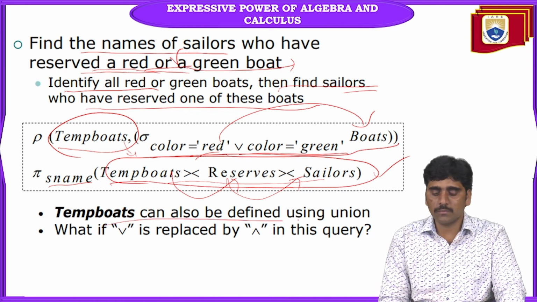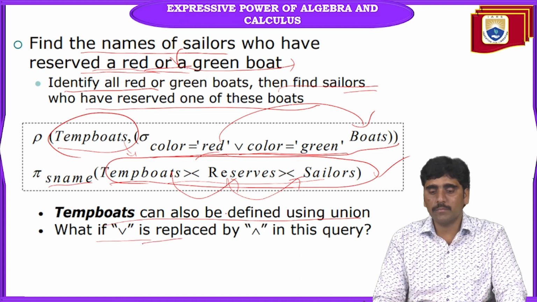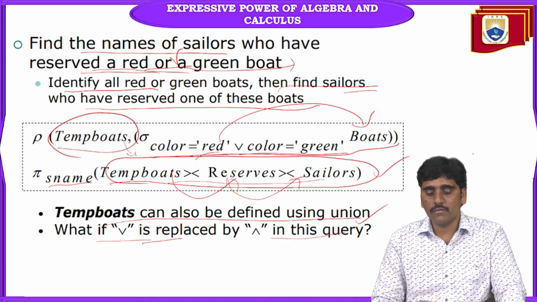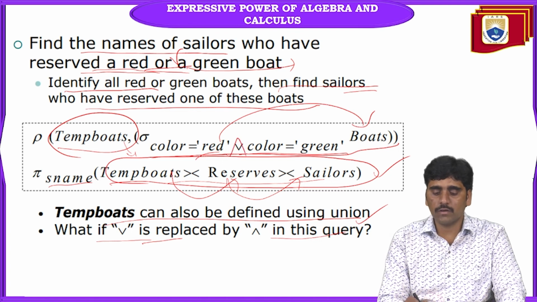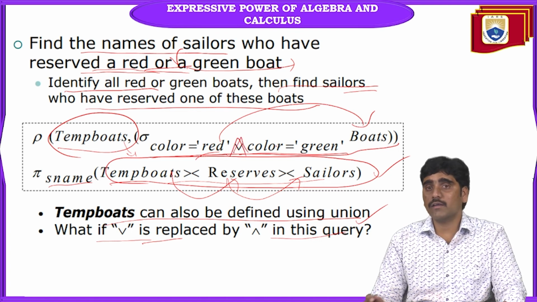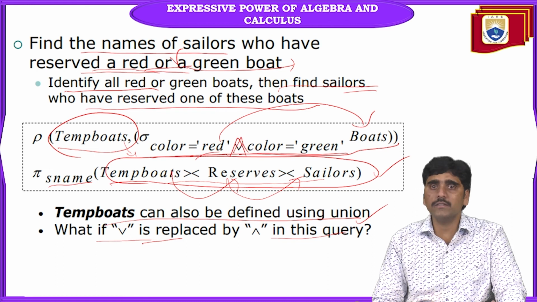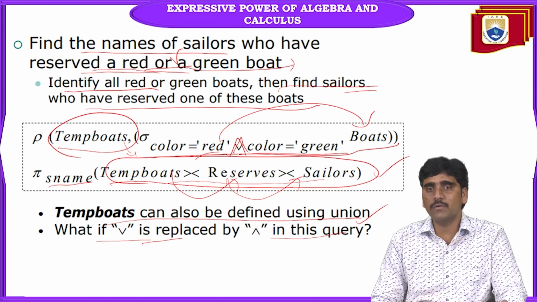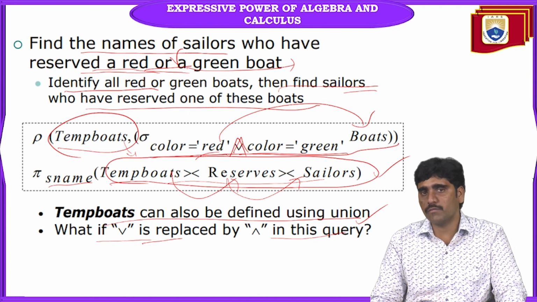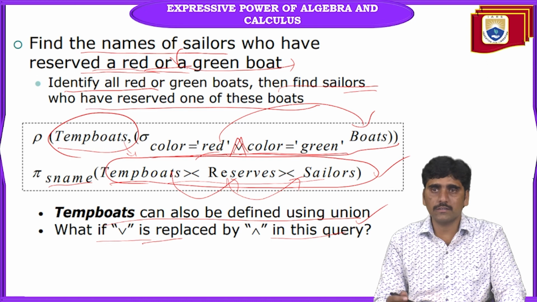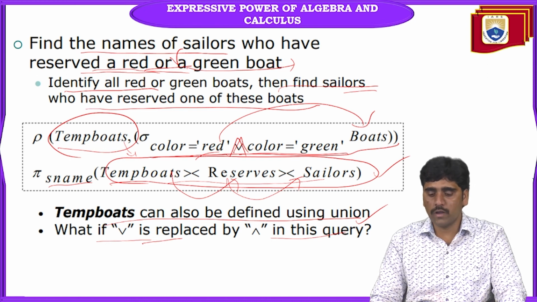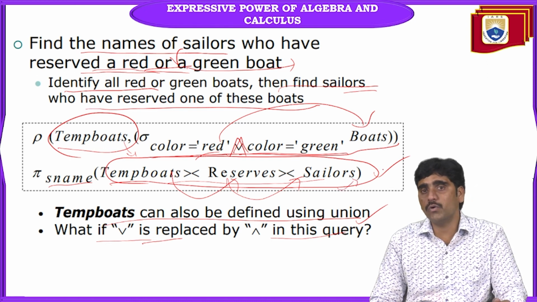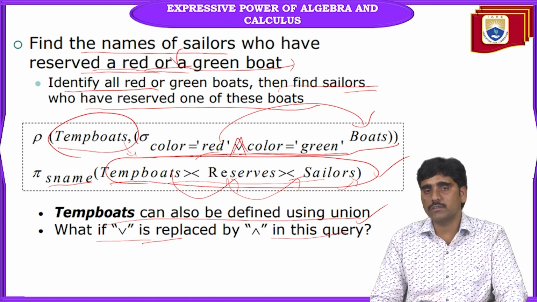Temp boats can also be defined using union. What if we replace it with AND in this query? If I write the AND operator in this query, what it actually displays is color equals red and color equals green. That means only sailors who have reserved both red and green colored boats will be displayed from the sailors table.